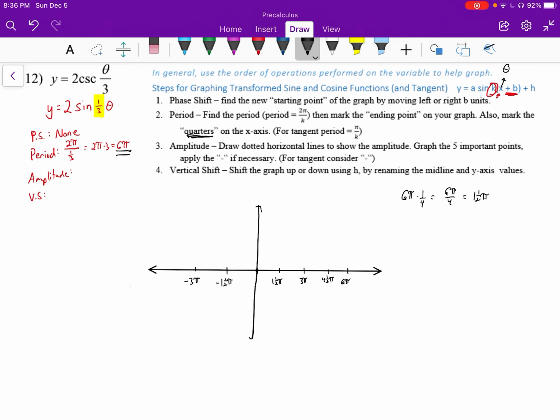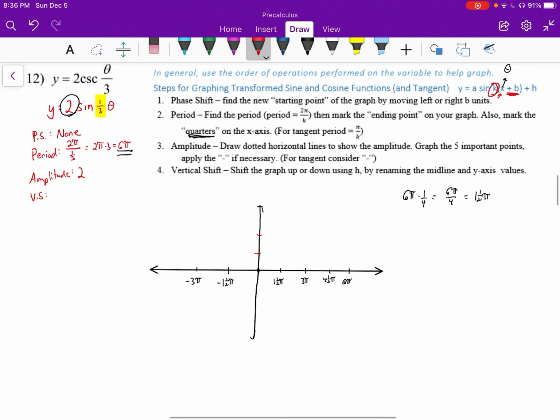and we'll go ahead and move on to our amplitude. So our amplitude here we see is 2. So we'll put 2 for amplitude. So we'll count up to 2 and down to negative 2. And we can put our dashed lines there as our guidelines.